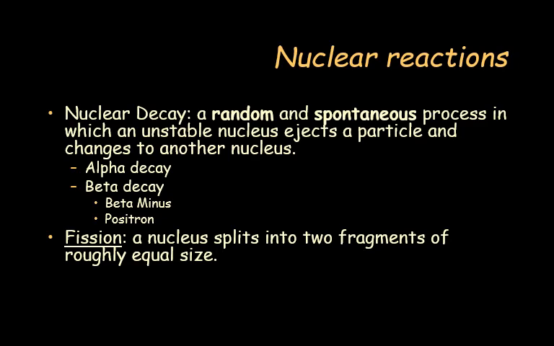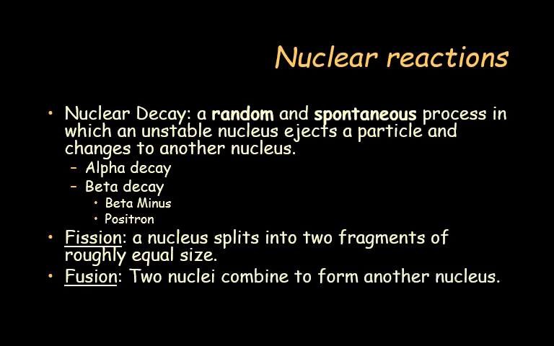We'll also be talking about fission, where a nucleus splits into two fragments, and fusion, where nuclei combine together to form another nucleus. The other type of decay is not ejecting a particle, but ejecting a gamma ray, and that's another type of decay we'll talk about.